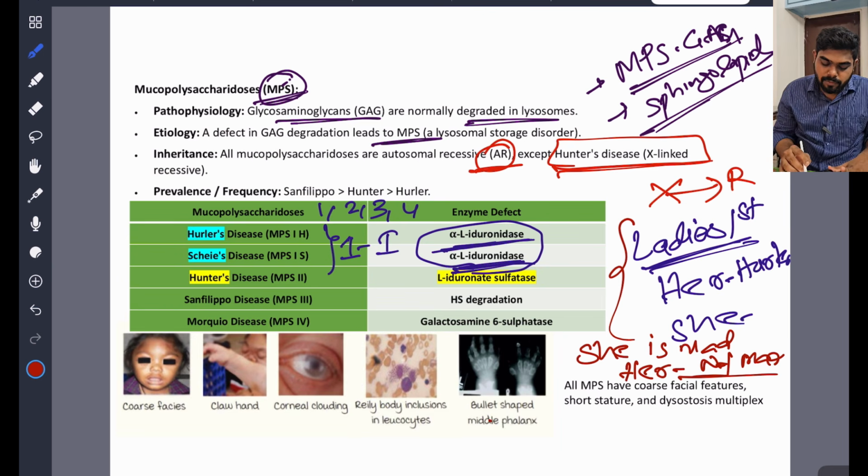Now we have something called Hunter's disease. The next point is Hunter. Hunter is MPS 2.